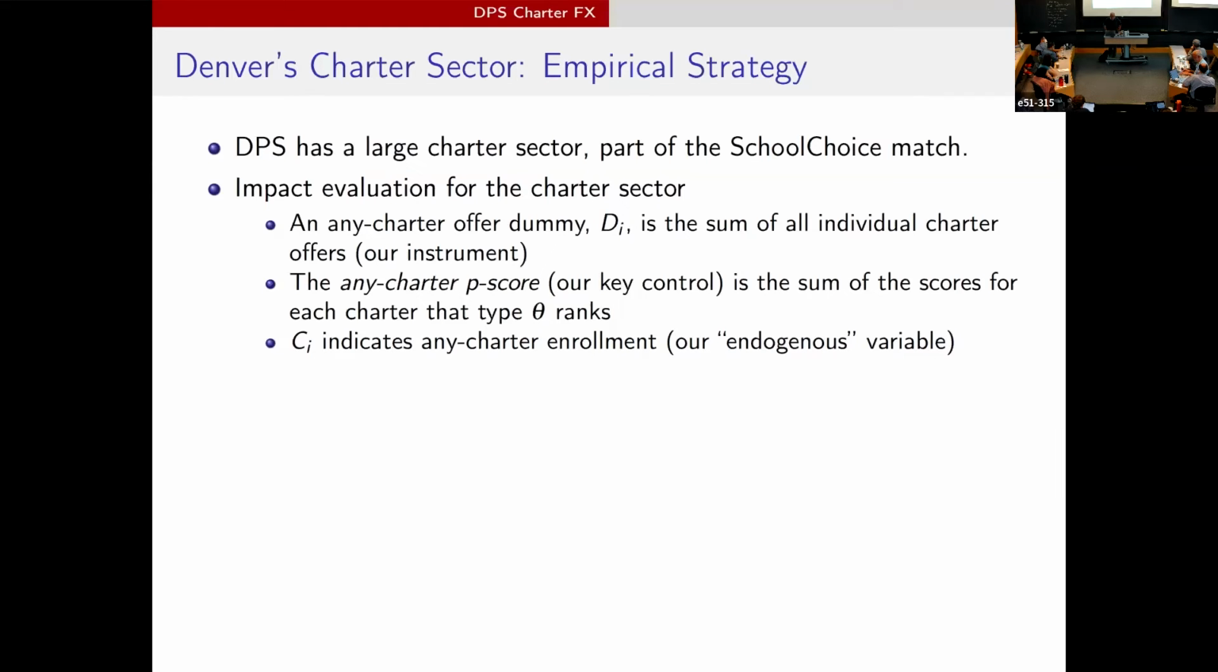The way I'm going to do this, let's define an any-charter offer dummy. Previously I had defined the score for a given school S. Now I'm going to think about assignment to any charter. So I'm asking, did you get assigned to any school S that is a charter school? That's simply the sum of all of the individual charter school offers, so I can collapse that and aggregate it up. The any-charter propensity score is just the sum of my individual school propensity scores for the schools that are charter schools. And we'll let C_i indicate any charter enrollment.